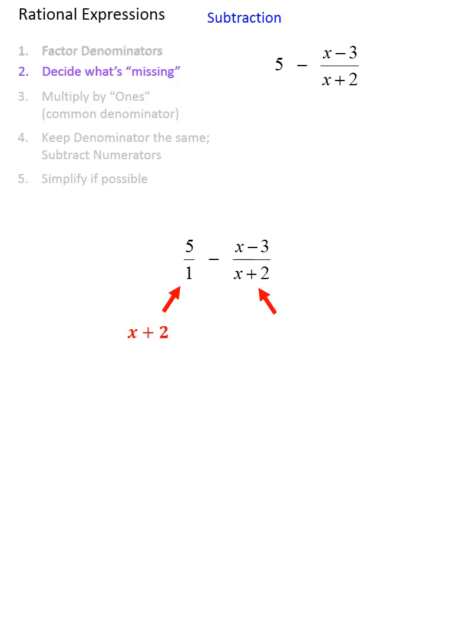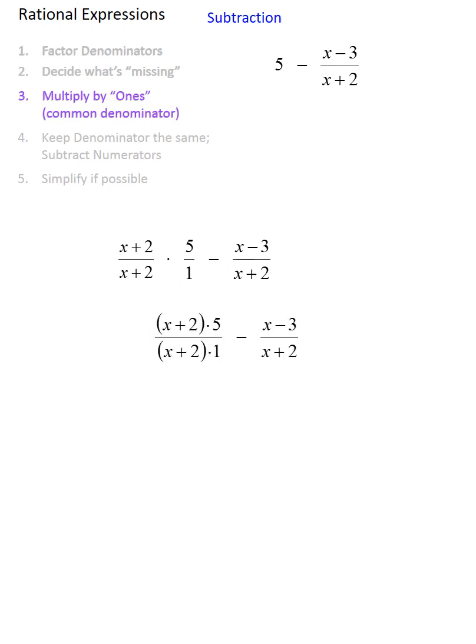What's missing on this side? Well, you could say there's a 1 missing, but really there isn't anything missing, because multiplying that by 1 on the bottom wouldn't change anything. So on to step 3 then. We're going to multiply by an appropriate 1 to get our denominators to match. Multiplying those together, we'll notice that our denominators do match.